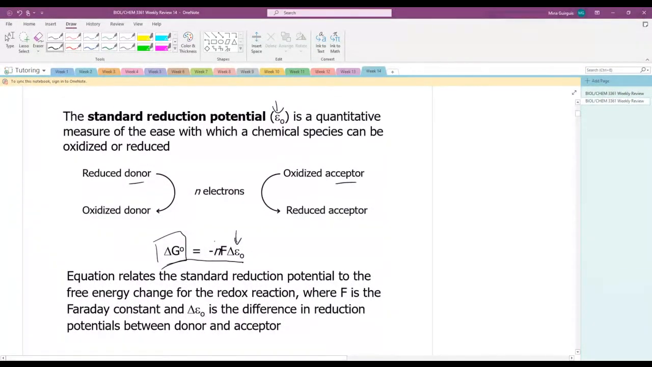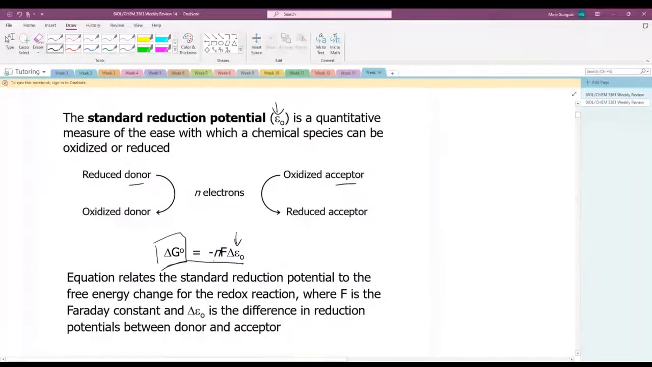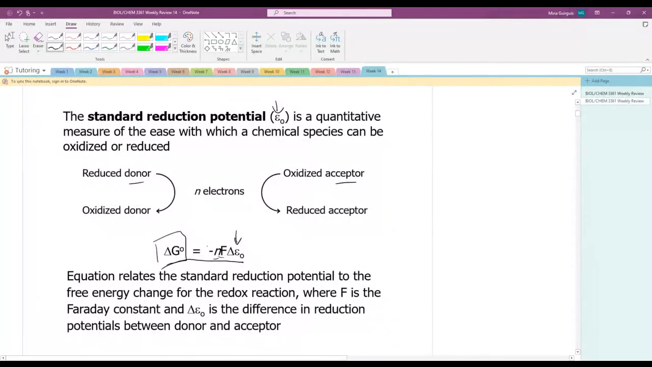Okay, so n is the number of electrons being transferred. F is known as the Faraday constant. It's just some value discovered by, I believe his name was Michael Faraday, that I'll show you guys in a bit. And then delta E naught is, well, that's part of the reduction stuff.